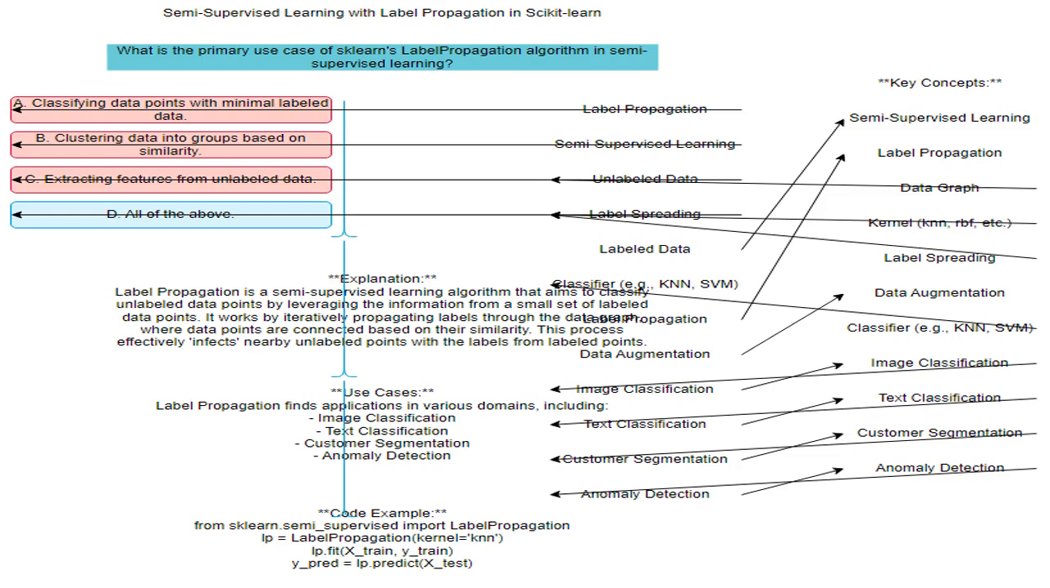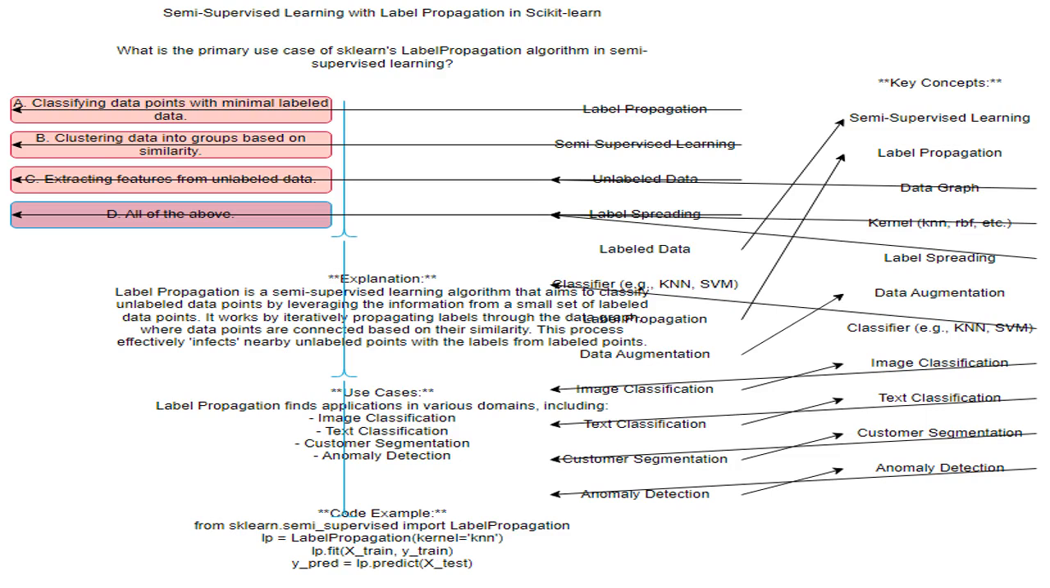What is the primary use case of sklearn's label propagation algorithm in semi-supervised learning? A. Classifying data points with minimal labeled data. B. Clustering data into groups based on similarity. C. Extracting features from unlabeled data. D. All of the above.